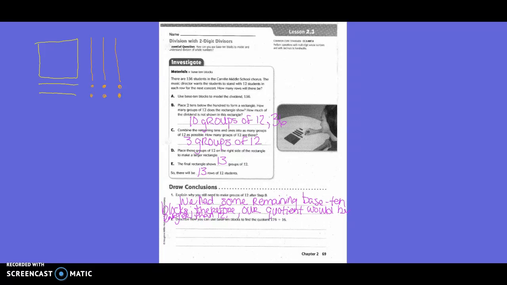Number 2, describe how you can use base 10 blocks to find the quotient 176 divided by 16. Okay, so what I want you guys to do is get out 176 with your base 10 blocks. I'd have my flat, and then how many longs would I have underneath it? Not 7, 6, right? Okay.